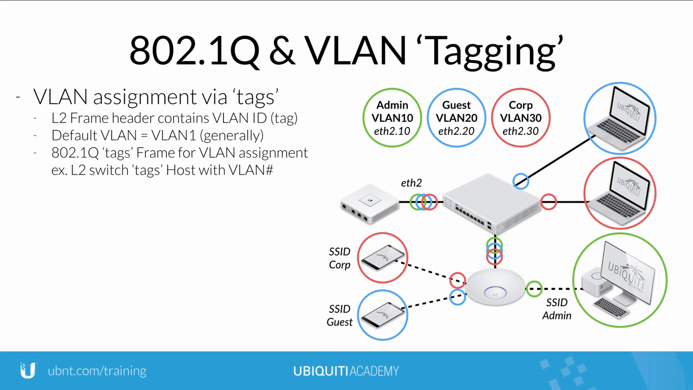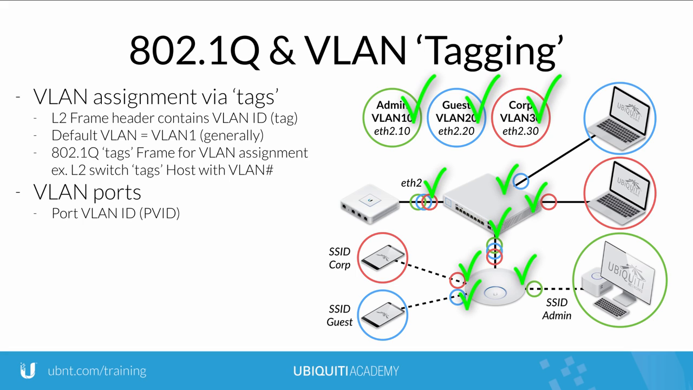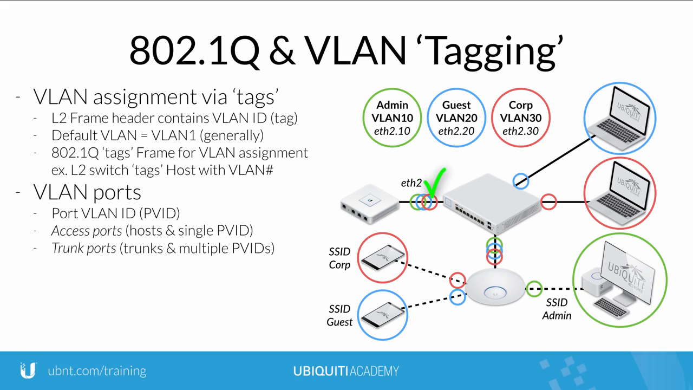In order to tag traffic, that is, work with VLANs, interfaces and ports receive port VLAN assignments, or PVID for short, and classify as one of two port types. Access ports connect to host devices and therefore have a single port VLAN ID. On the other hand, trunk ports connect to other trunk ports of VLAN-ready devices like switches and access points and can receive as many port VLAN IDs as are required per the network topology.